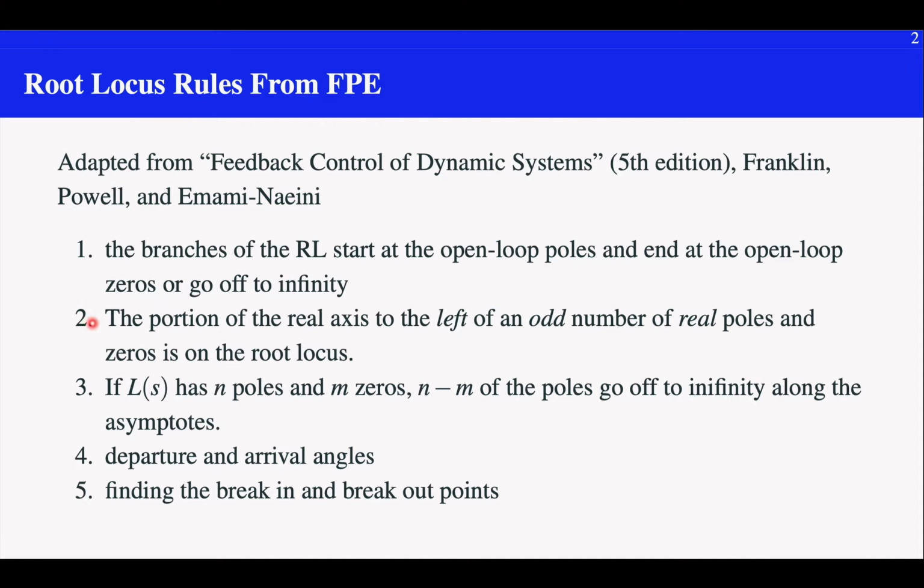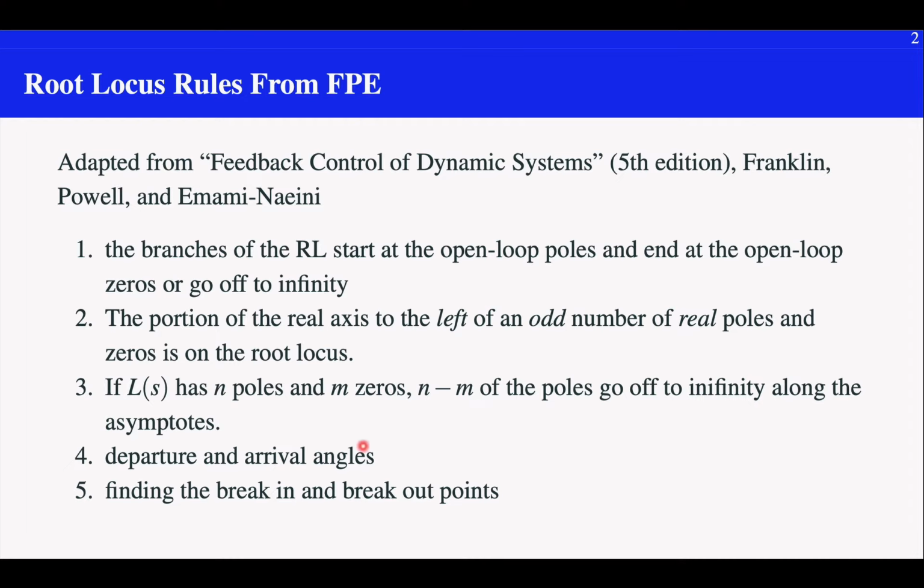Then there's the real axis. Again, this boils down to which points on the real axis satisfy the phase condition. And those are the points that are to the left of an odd number of real poles and zeros. Then, when we go off to infinity, we still have to satisfy the phase condition. If there are m zeros and n poles, then m of the poles will be canceled by the zeros, and you're left with n minus m uncanceled poles that go off to infinity, and they have to go off to infinity in a way that satisfies the phase condition.